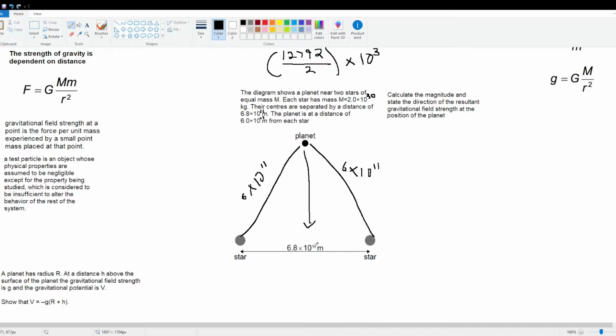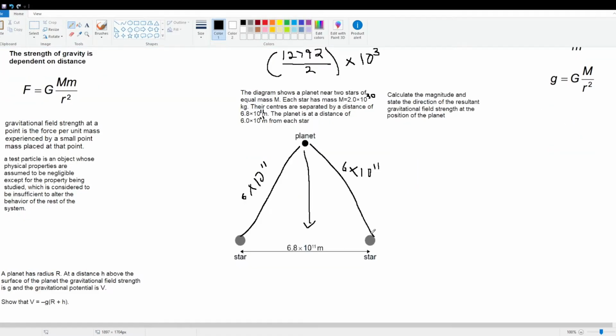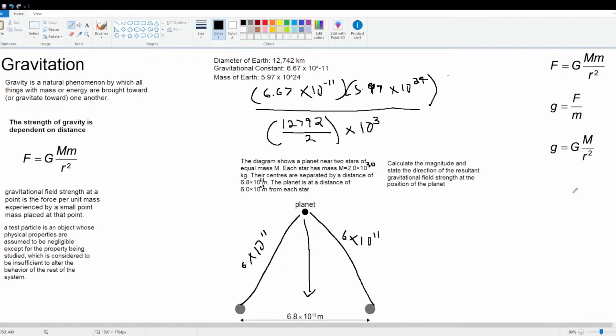Now we're going to calculate the magnitude. Okay, so we're given the mass of the stars, we're not given the mass of the planet. Now if we were to treat the planet like the test mass, we would use this equation if we were given the mass of the planet, but we're not. We're given the mass of the object creating the gravitational field, which is the star, so we're going to clearly use this equation. So let's write this out now. I think we can solve this pretty easily.